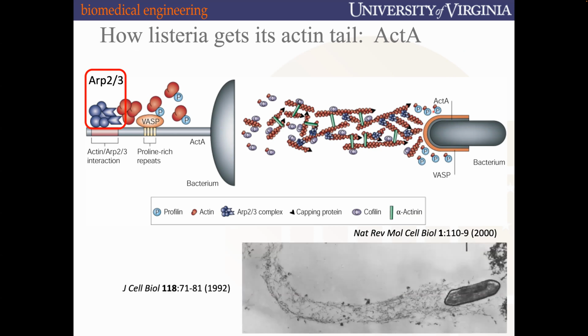of the bacteria. And so you can see in this electron micrograph some of the actin polymers that are left behind as this Listeria bacteria moves through the cell.